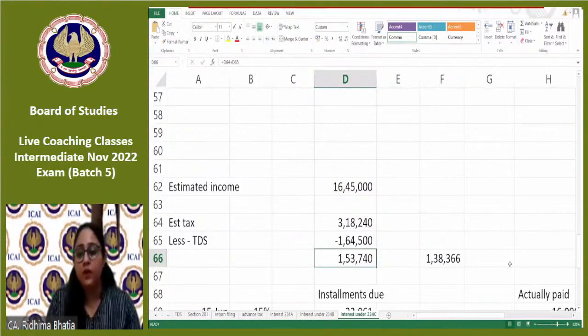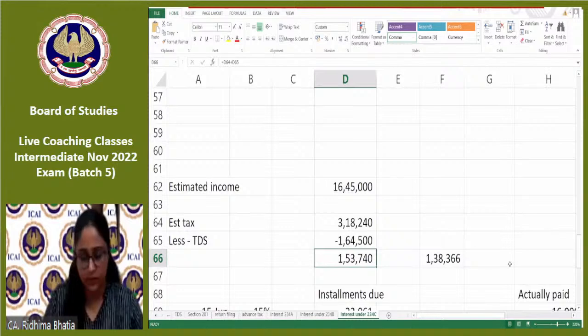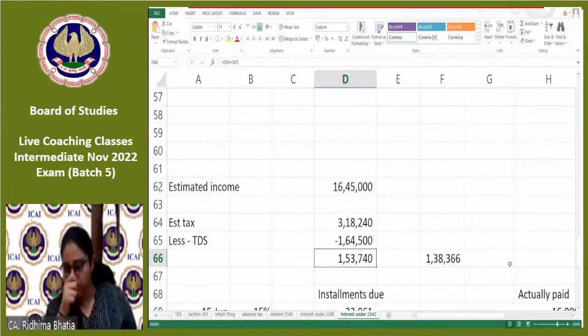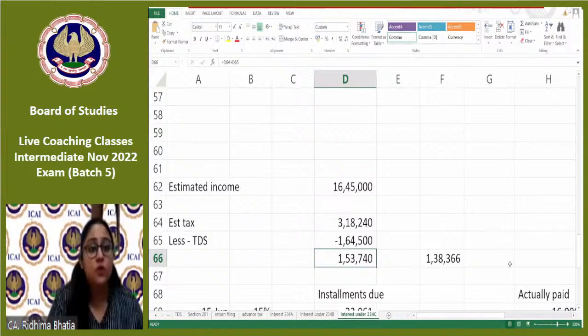Just 1 minute for everyone. See, practice quick. Calculate the installments which should have been there for advance tax. So if in next 10 seconds the installments don't come, that means advance tax अभी समझ नहीं आया.